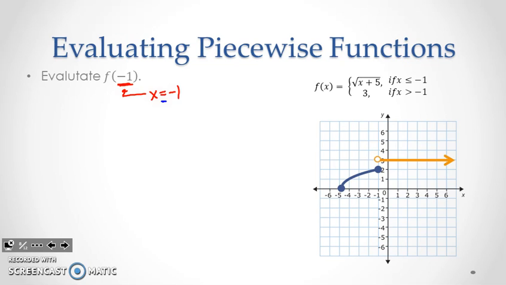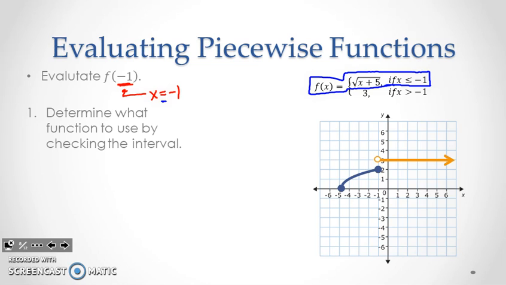And if I look at these up here, I've got x is greater than -1. Nope, that doesn't sound good. Or I have x is less than or equal to. That or equal to tells us that we need to use this function here. Okay? So determining which, I'm going to use my f of x equals the square root of x plus 5, because the square root of x plus 5 is if x is less than or equal to. That or equal to is huge. Okay? So I'm going to have my function then.